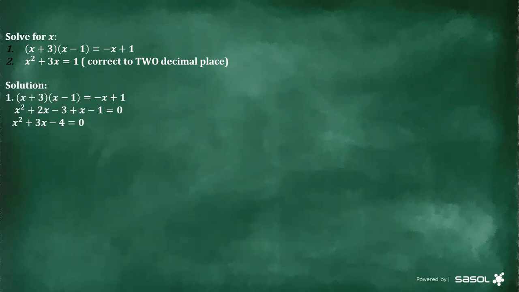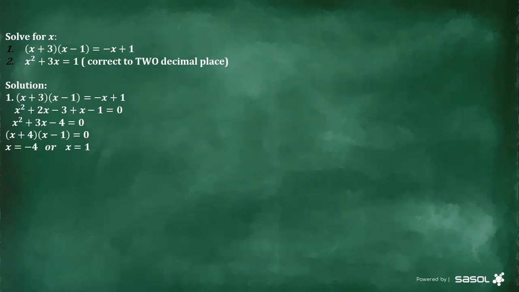When you reach this stage, that's where we now need to factorize it in order for us to solve for the value of x. So the factors are (x plus 4) and (x minus 1). Then when you solve for x, x equals negative 4 or x equals 1.